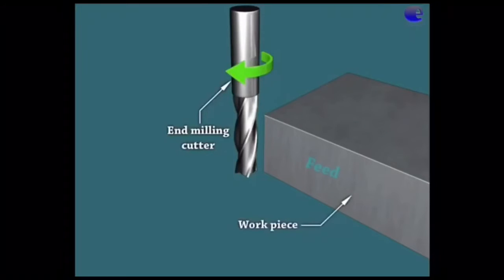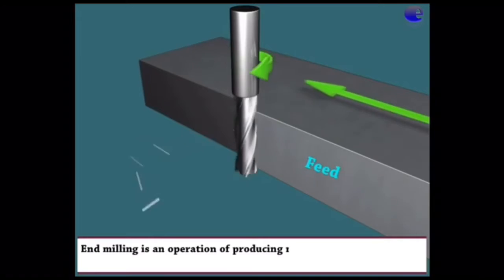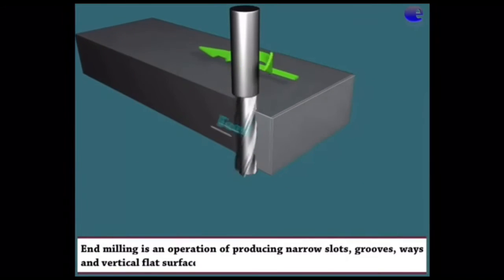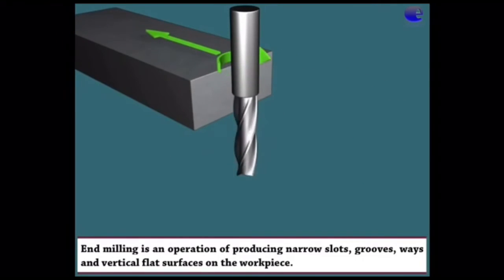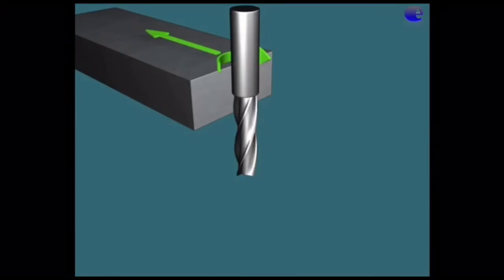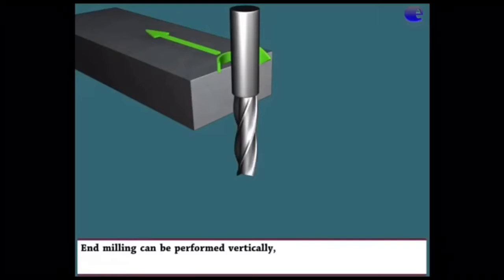Then, end milling is also an operation of producing narrow slots, grooves, ways and vertical flat surfaces on the workpiece. And lastly, end milling can be performed vertically, horizontally or at an angle in reference to the table.